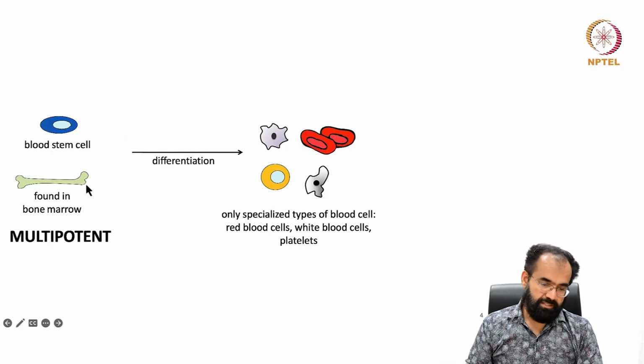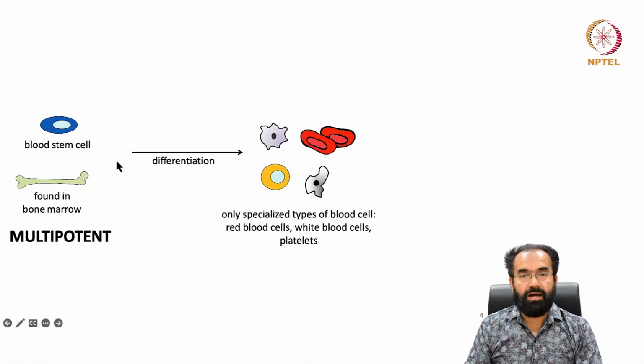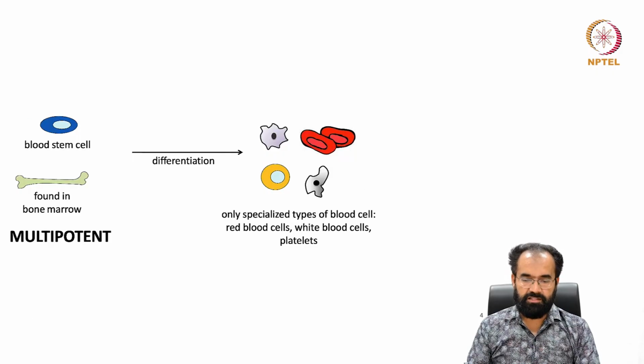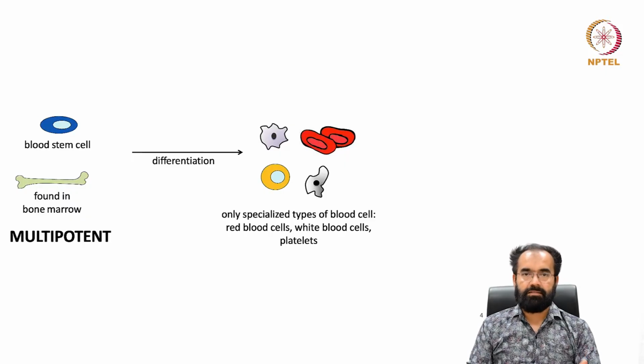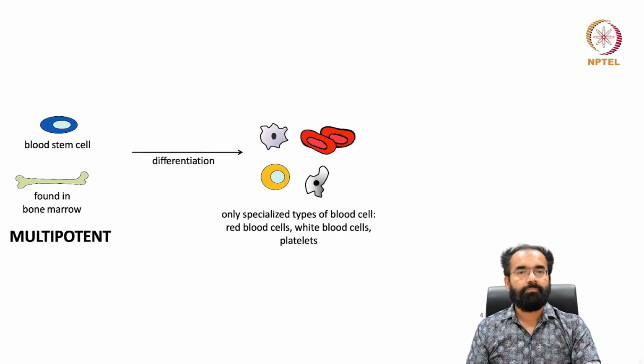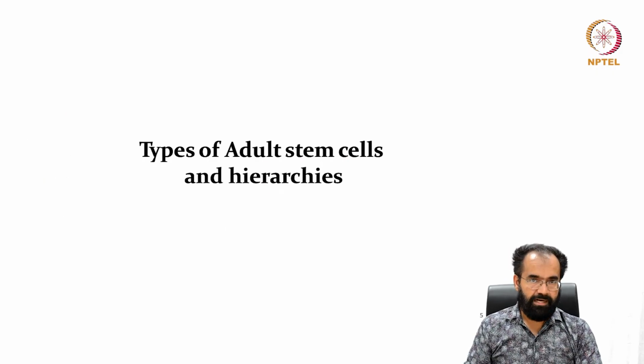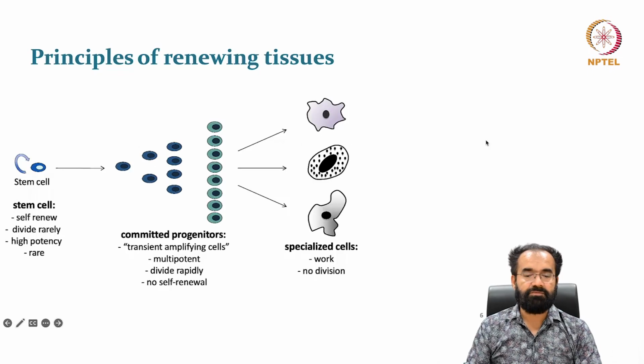So multipotent cells found in the bone marrow usually give rise to the bloodstream cells. They differentiate in a systematic manner and are released into the bloodstream, and that is the routine scenario. But can this rule be violated? That is what we will try to understand. So types of adult stem cells and their hierarchies, we'll quickly see.